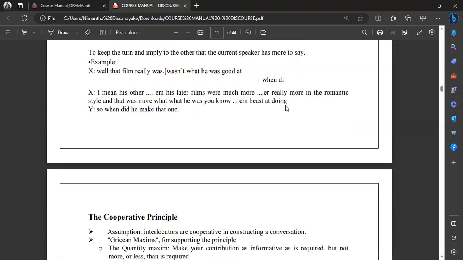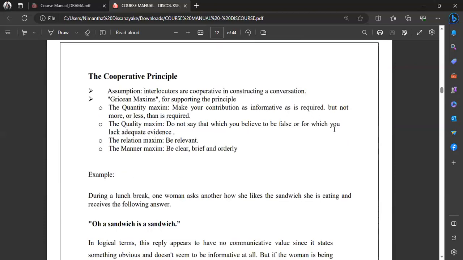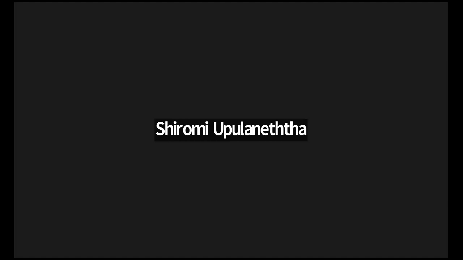Next one is the cooperative principles. When we talk about conversation analysis, the main area is these cooperative principles. But today I'm not going to do it because we need a little bit of time for that. There are four maxims that we need to discuss with some examples. So today I'm skipping this area, the cooperative principles, right? Then I will move to the next topic.